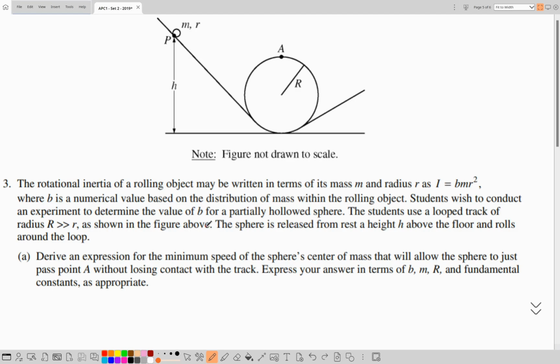Hello AP C Mechanics students, today we'll solve the past paper FRQ 2019 Set 2, exercise number 3. Always remember that the figure appears above the text.